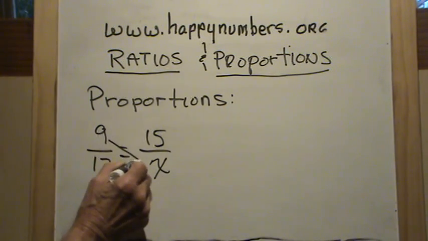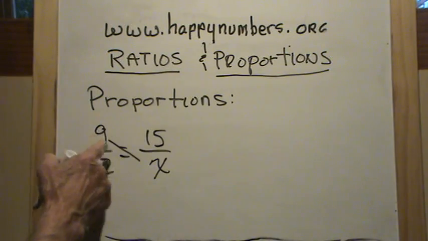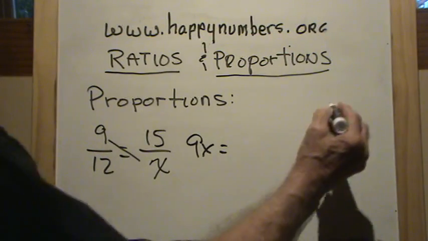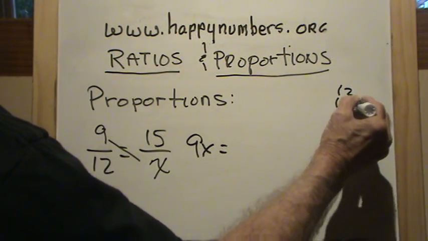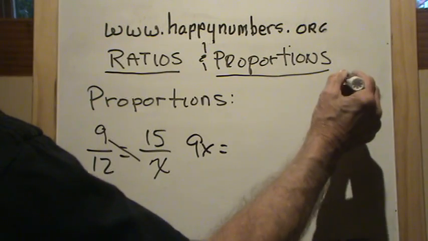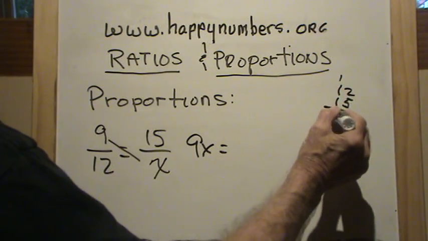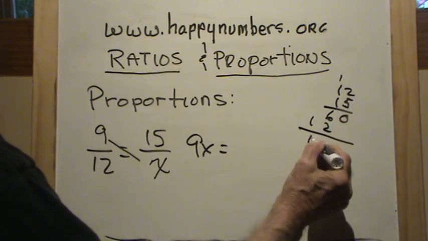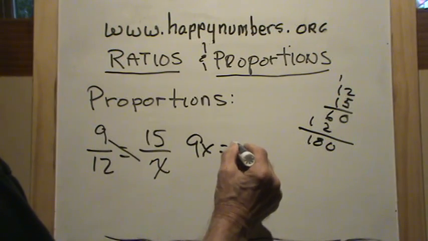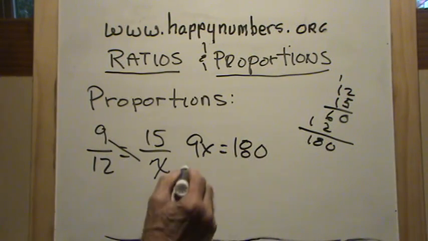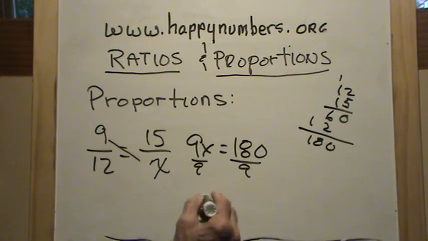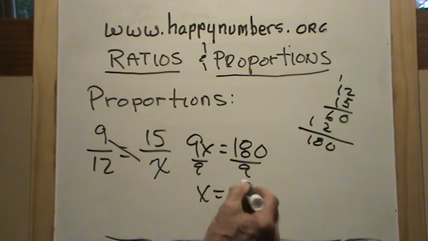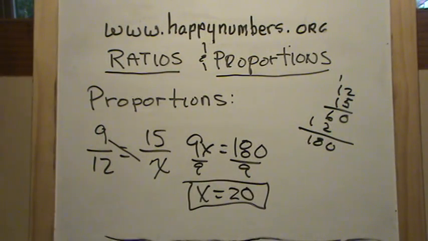Well, we know if we cross multiply, we can solve this. So 9 times x would give us 9x is equal to 12 times 15. Let's do that here. 12 and 15. 5 times 2 is 10. Carry the 1. 5 times 1 is 5 and 1 is 6. 1 times 2 is 2. 1 times 1 is 1. So we get 180. So 9x equals 180. Divide by 9 and divide by 9, and we'll get x is equal to 9 goes into 18 two times, so it'll be 20. So we have x is equal to 20.